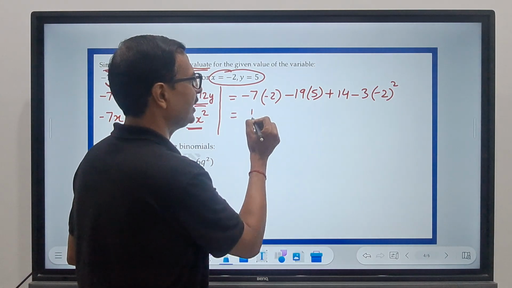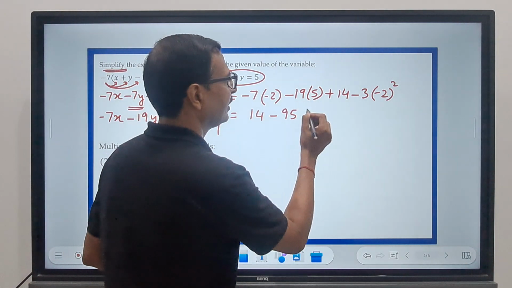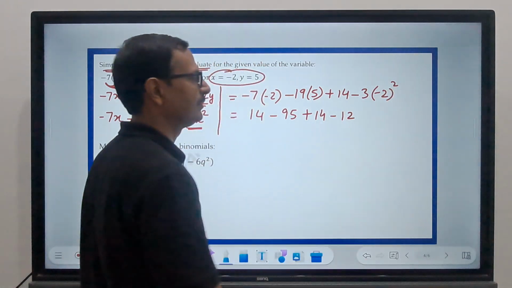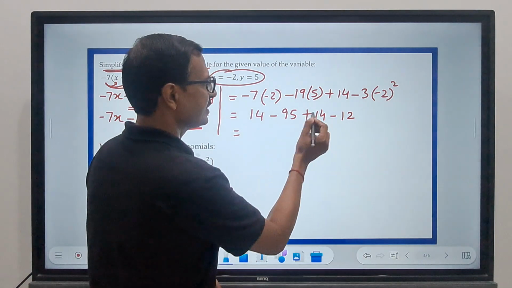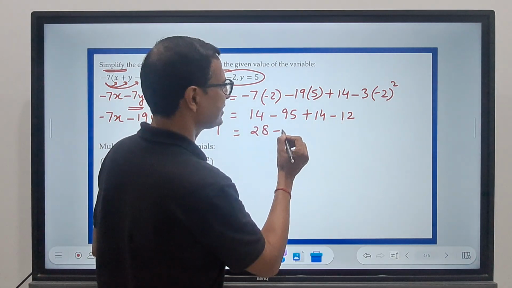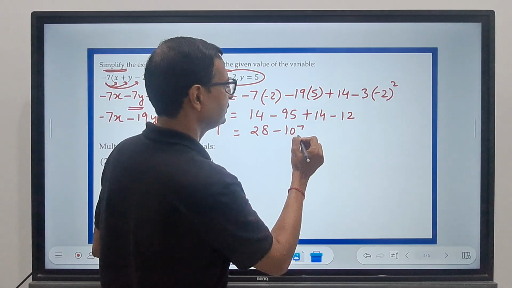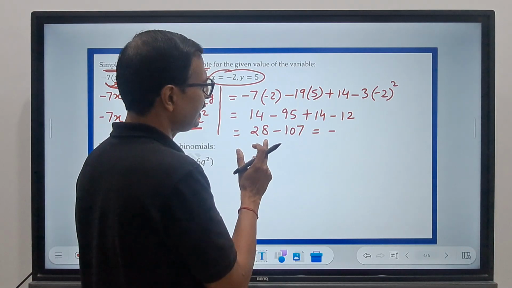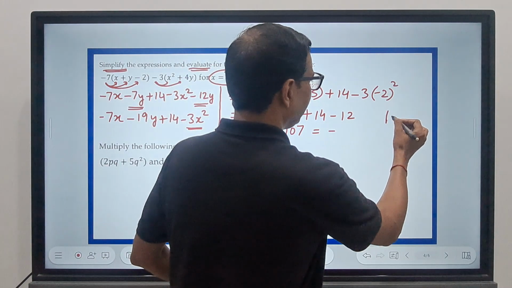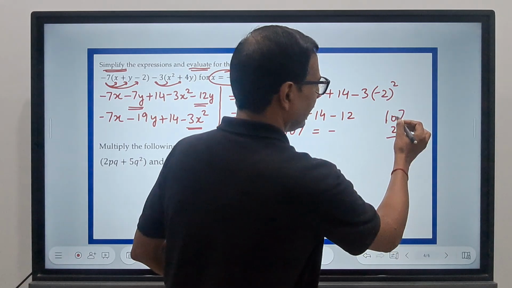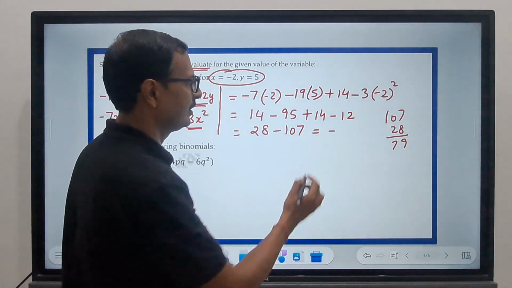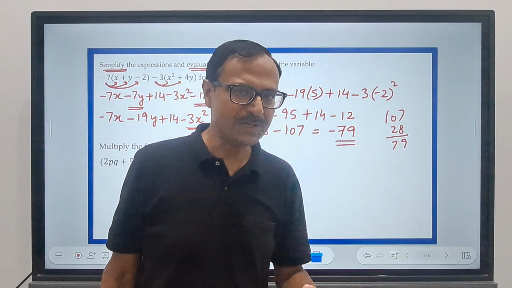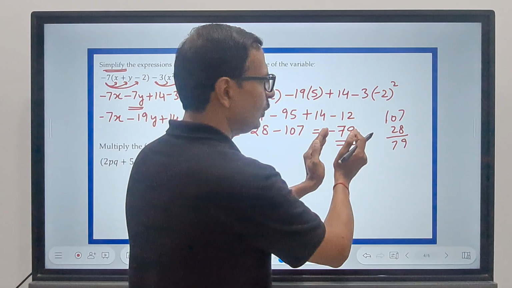So this is 14, this is 95, this is plus 14, and this is minus 3 times 4, minus 12, right? Add the positives, 28, and add the negatives, negative of 107. And that gives us the answer as negative. And what will be the answer? I think 88, maybe, no, 107. We have to subtract 28 from that. This is 9 and this is 7. So 79. So minus 79 happens to be the answer or the value of the expression. So we have simplified it and we have evaluated it.